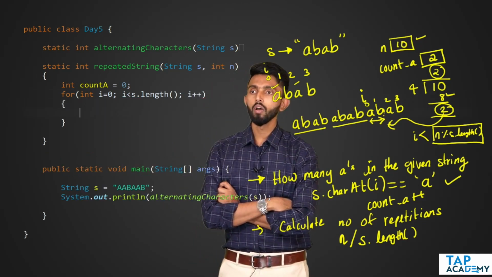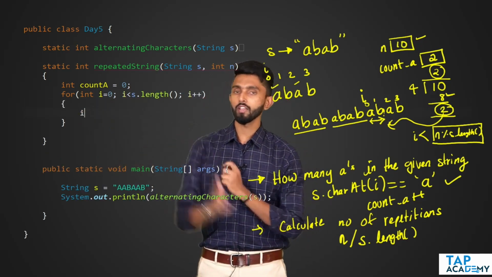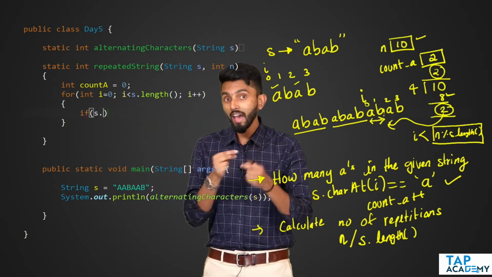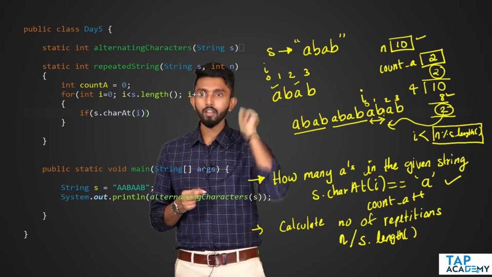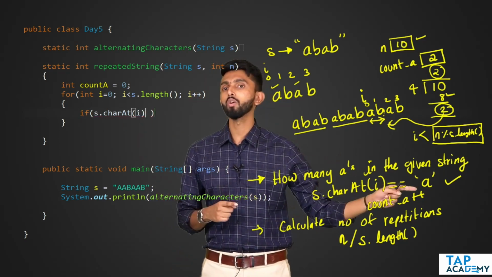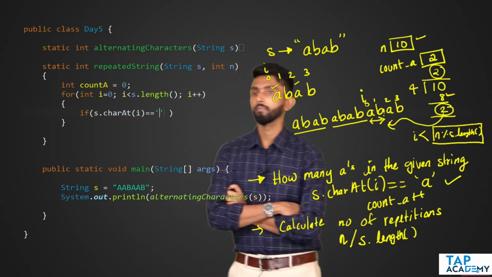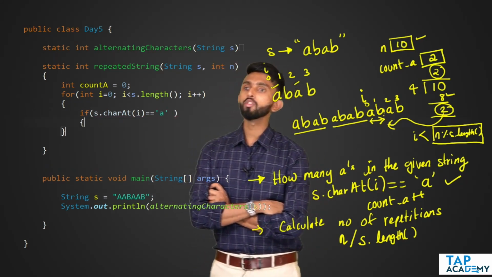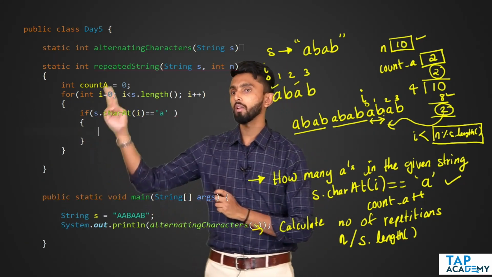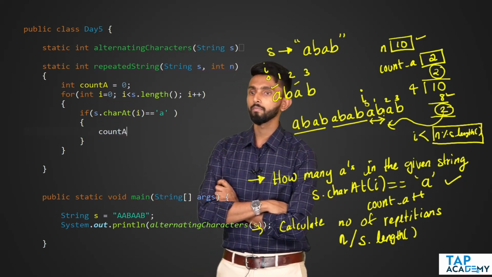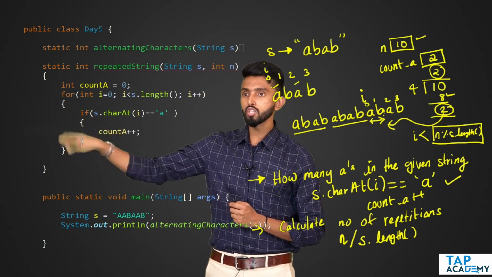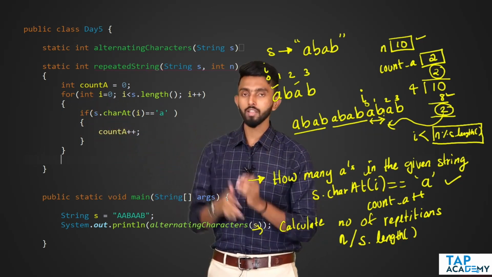Inside that I will go and I will just tell if in case the character s dot charAt of i, the character present at the ith position, if it is equal to A, then I will come inside and I am just going to increment the value of count A. I have incremented, right? So, at the end of this loop, I will get how many A's are there.